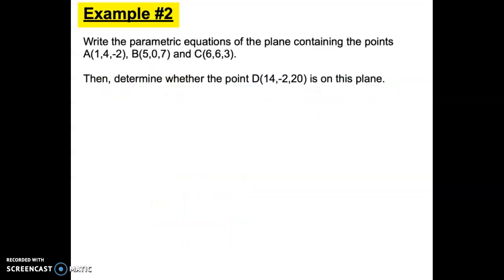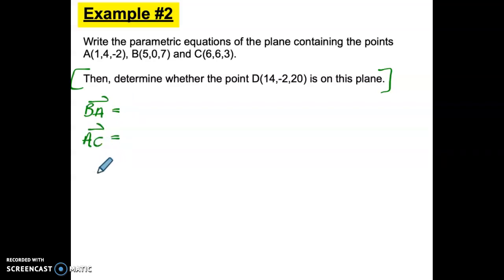Example 2 tells us to write the parametric equations of the plane containing the points A, B, and C, and then determine whether point D is on the plane. So we're going to leave this last part alone for a little bit. First, we're going to start by finding the equation of the plane. So we need two direction vectors. So let's do BA and AC.